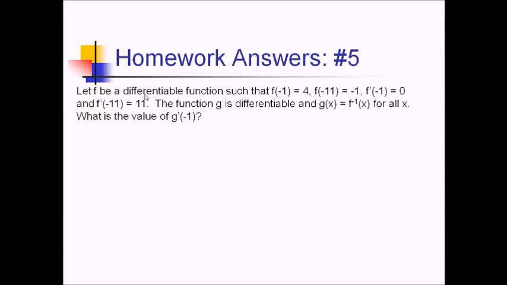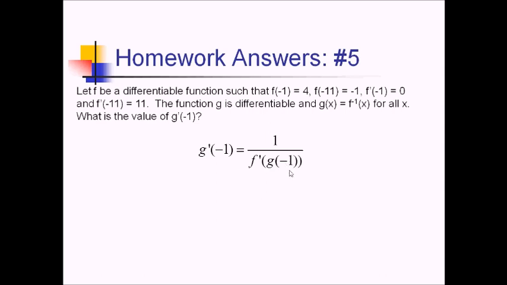For number 5, f is a differentiable function with the following function values and derivative values. Function g is differentiable, and we're saying that g is the inverse of f. So what's the value of g prime of negative 1? Since I want the derivative of an inverse, I'm going to use the derivative inverse formula. We can say g prime of negative 1 equals 1 over f prime of g of 1.